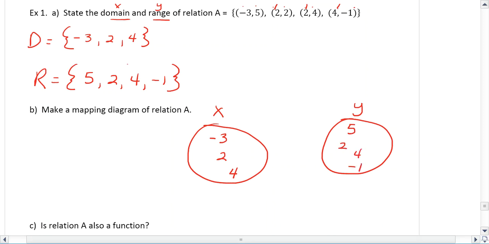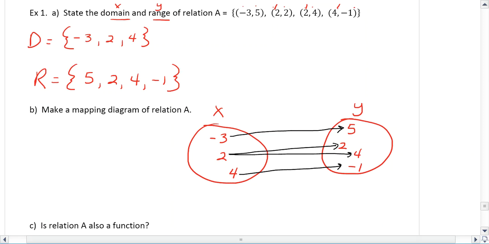And now when we draw an arrow, we want to make sure we are pointing the arrow in the right direction. This x, this -3, is mapping over to this 5. So the arrow points to the 5. This 2 maps to 2, and this 2 maps to 4, and this 4 maps to negative 1. So that's a mapping diagram with the arrows.